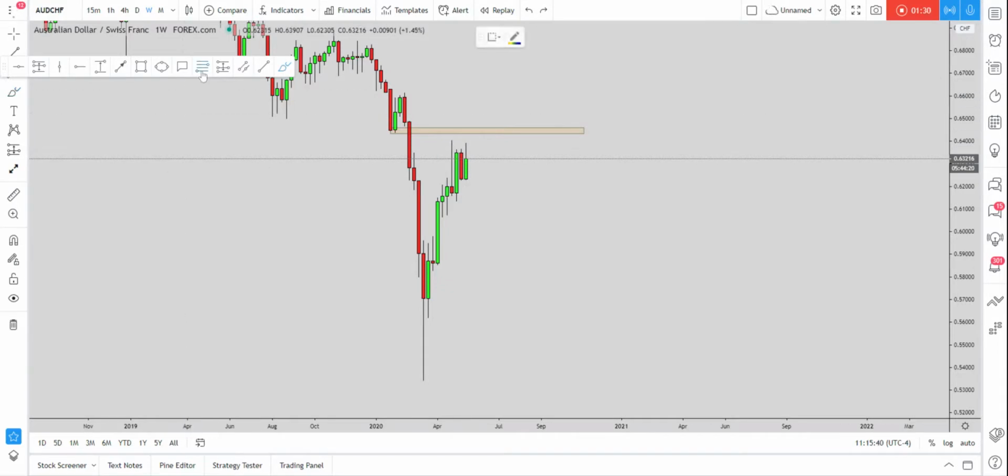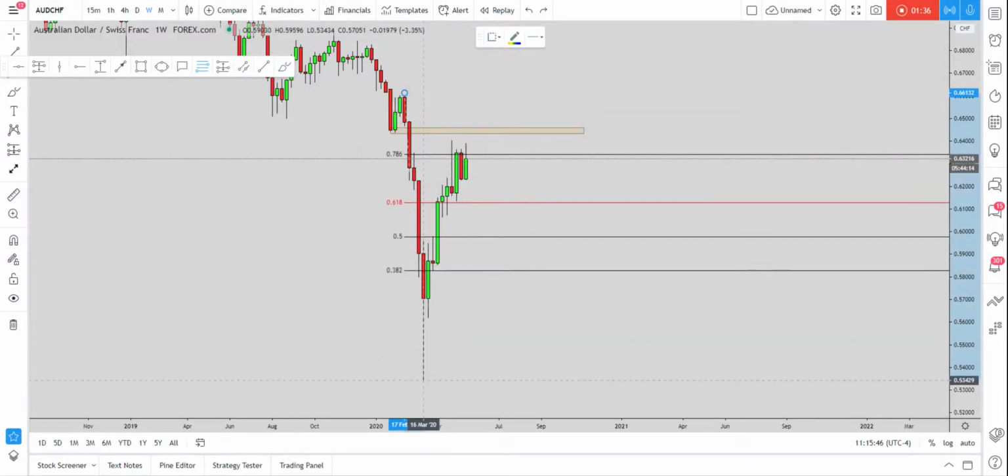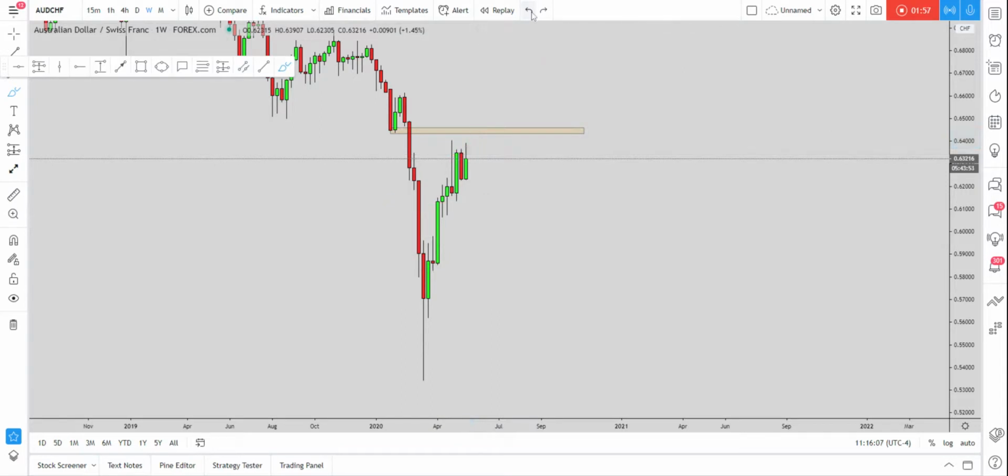The last thing that we have to check from a weekly perspective on AUD CHF is simply taking our Fibonacci from the high to the low of the impulse. Why do we have to do that? Because if you want to measure a retracement in the market, you have to take your Fibonacci on the impulse. And what we can notice is that the market is currently facing the 0.786 Fibonacci retracement as a resistance level. Therefore, it might never make it to actually go and test that level.